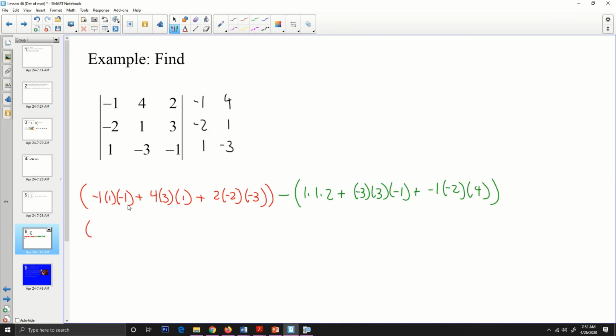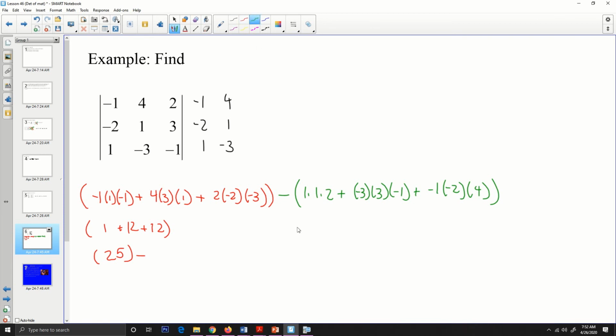So I get 1 here, I get 12 there, and then I get another 12. And so that will be 25. And then from that, we're going to subtract.